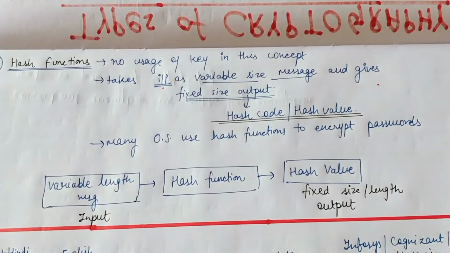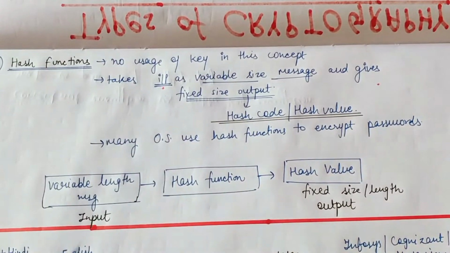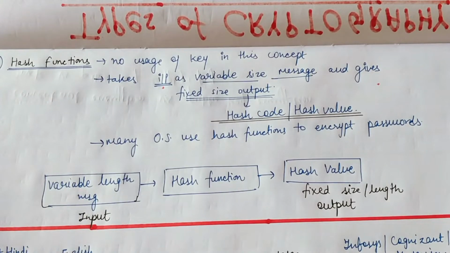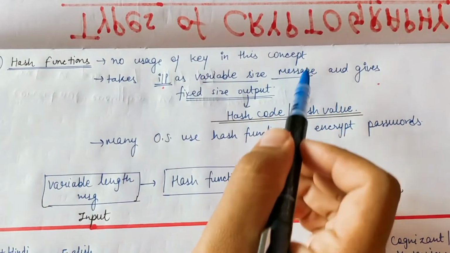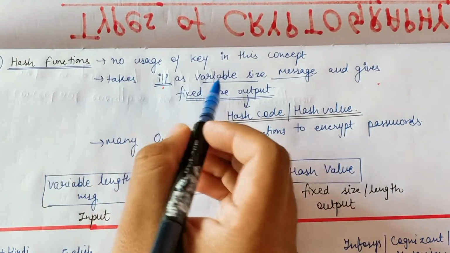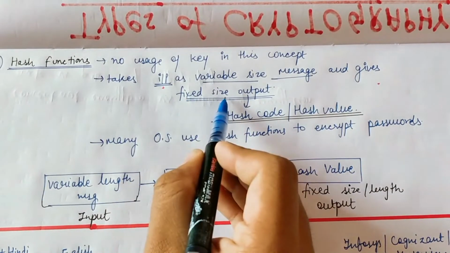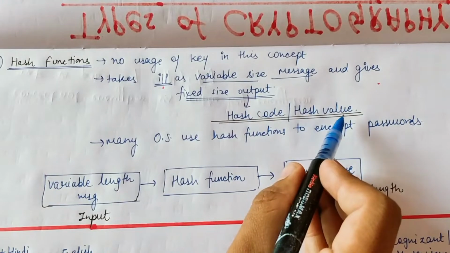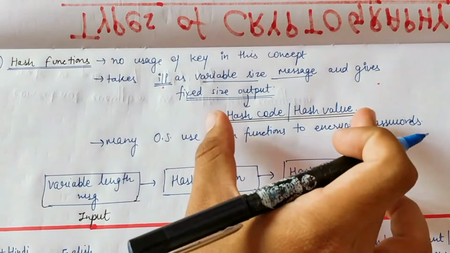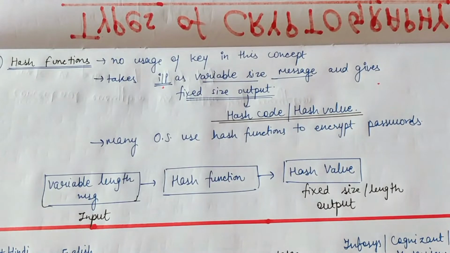Now guys, the third type is hash functions, okay. In this particular type, there is no concept of key, so there is no usage of key in this concept, okay. It takes input as a variable size message, and the output which it will give will be of fixed size, okay. That output we will call the hash code or the hash value. We can also call this particular value, the hash code, the message digest in some cases. We'll see that in some other video, when I'll explain hashing.